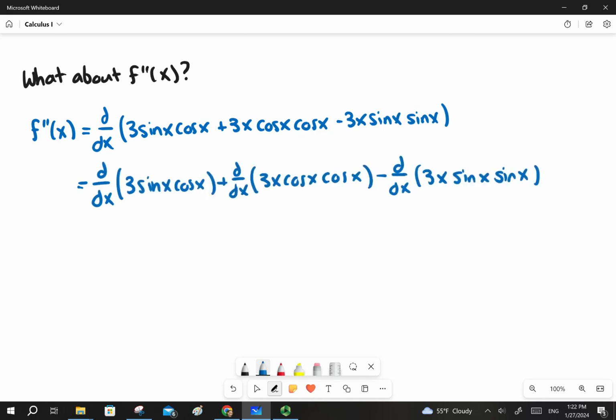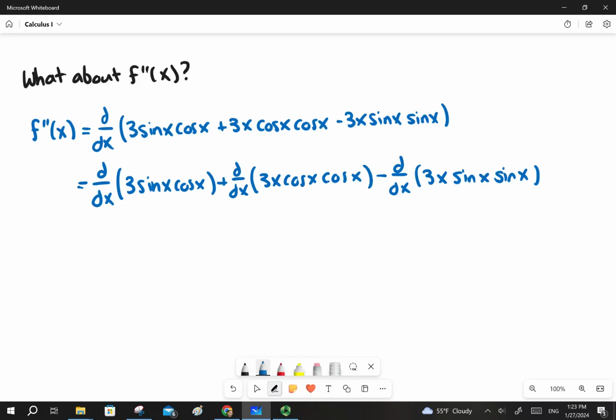And notice that I am leaving the cosine x times cosine x as is, and same thing with the sine x times sine x. Yes, those are equal to cosine squared of x and sine squared of x, but we don't have the tools yet for taking the derivative of cosine squared of x or sine squared of x. Again, I'll show you how we will do that later after I show you how you can do it now, knowing only the basic derivatives, the power rule, and the product rule.